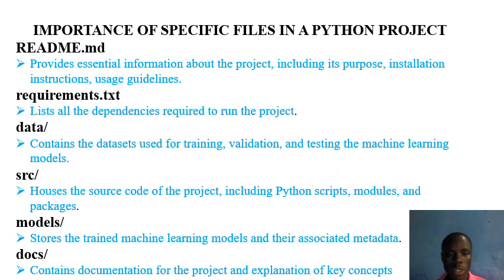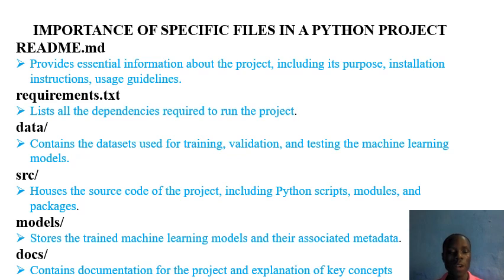And the importance of specific files in the Python project. For example, the README.md file provides essential information about the project, and the requirements.txt file lists all dependencies required to run the project. And the data directory contains datasets for training, validating, and testing our model.